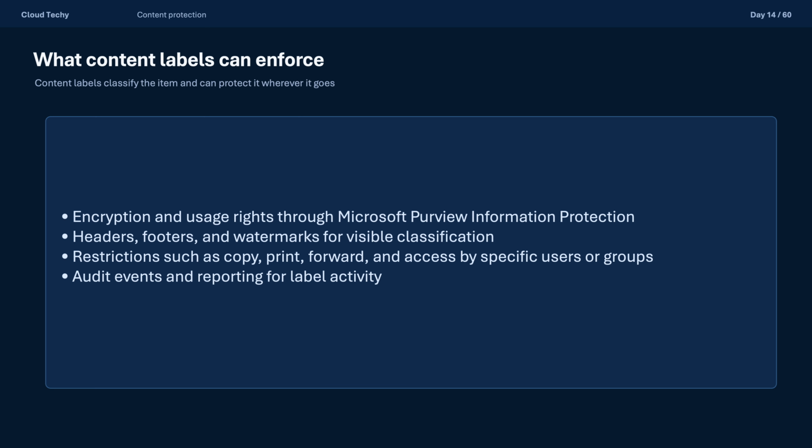Microsoft Learn describes this as protection that stays with the content, which is the key idea. If a protected file is downloaded or shared externally, the file can still require the right identity and usage rights before it opens. That is very different from relying only on the original SharePoint library permission.